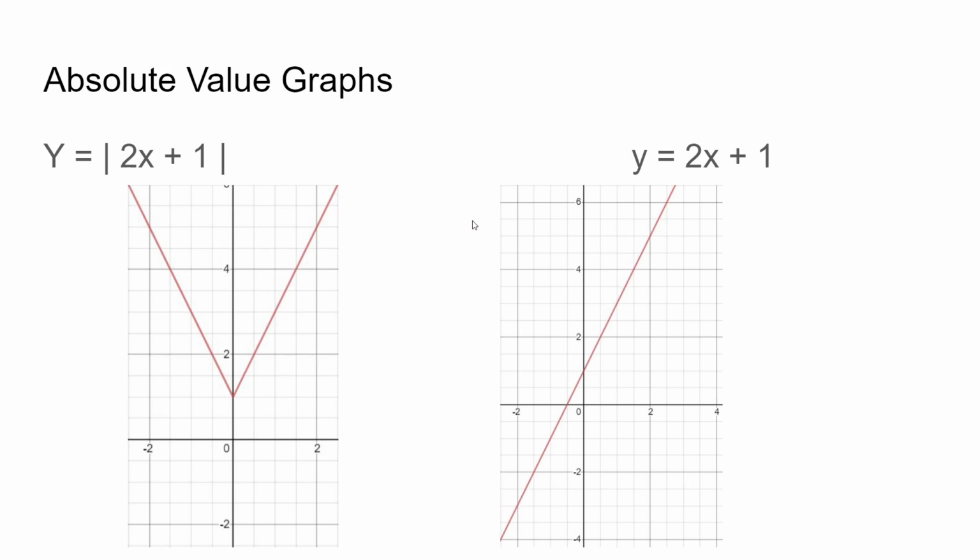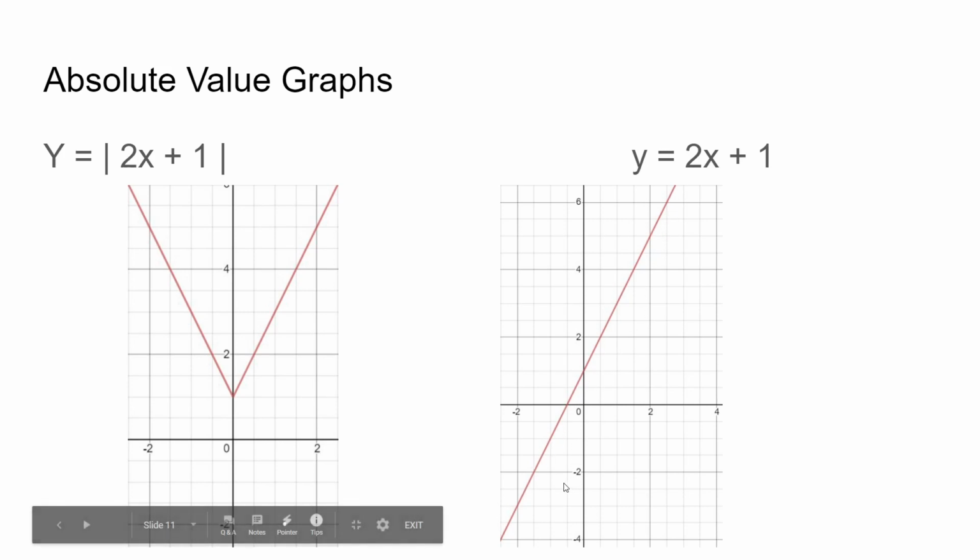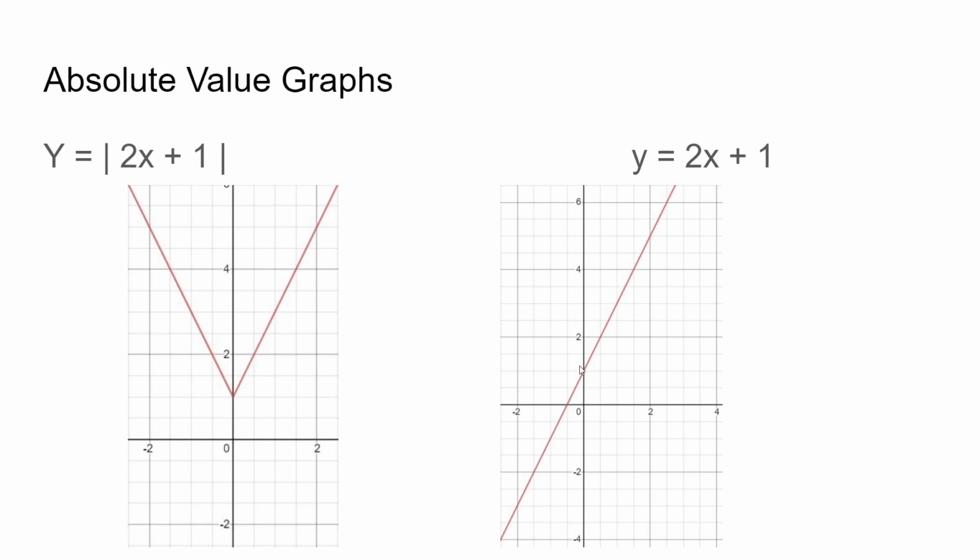I'd like to point out that absolute value graphs are identical to the standard linear graphs. For example, we have 2x plus 1, which, as you may have seen this function many times before if you've worked with linear graphs already, you can see it just has a slope of 2 and it's shifted upwards 1.